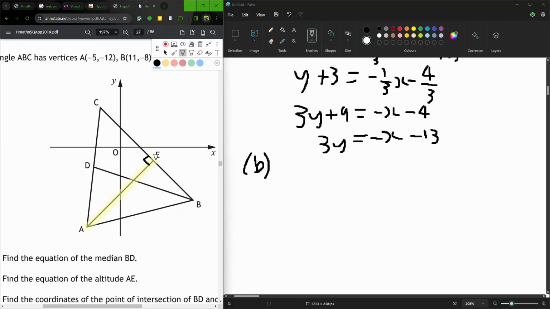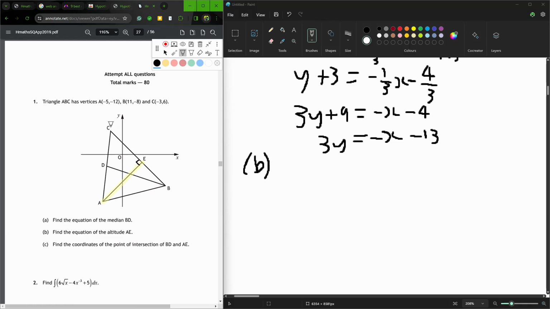Okay, so what we're going to do here is if we calculate the gradient of this line here, CB, then that means that we can flip it using the perpendicular gradient formula and get the gradient of AE, and since we already know a point on that, A, we can calculate the whole gradient. So yeah, enough waffling, let's actually get to doing.